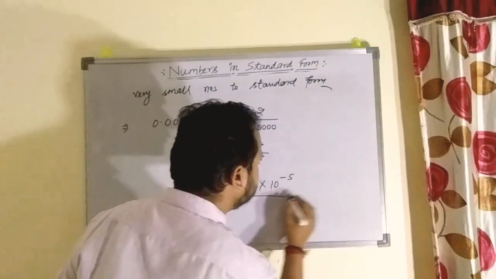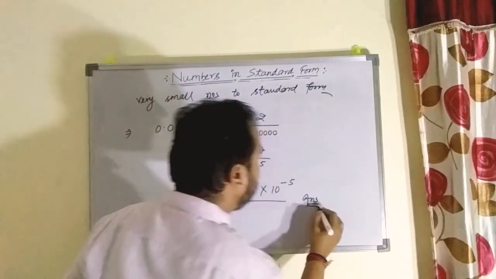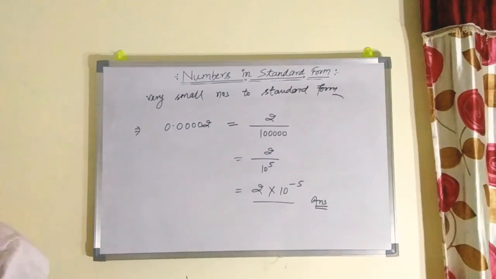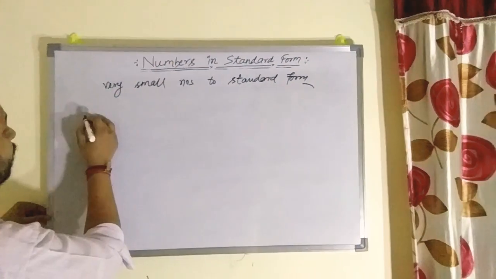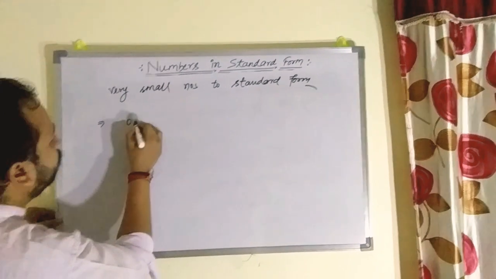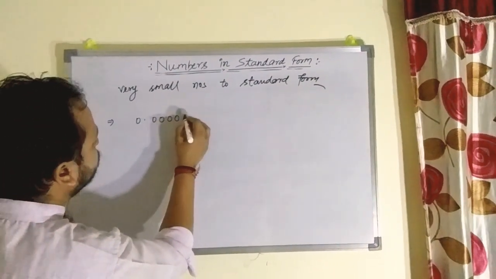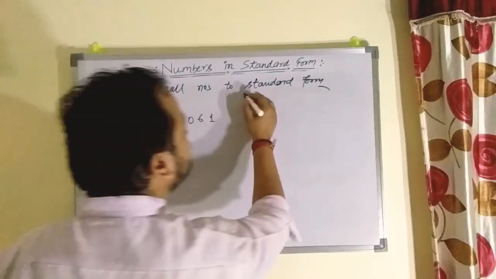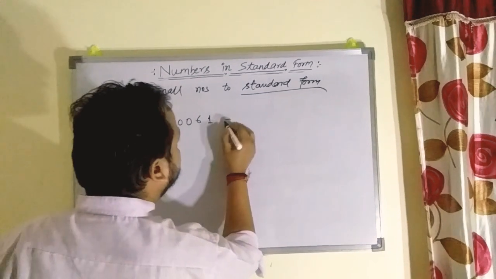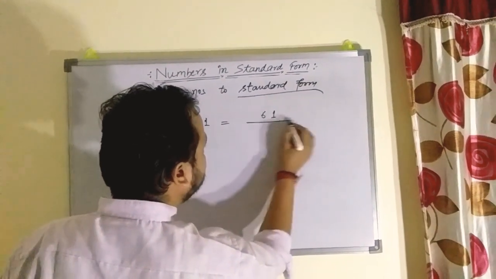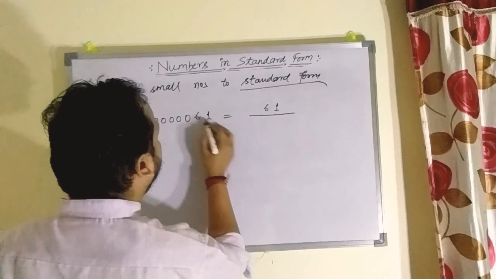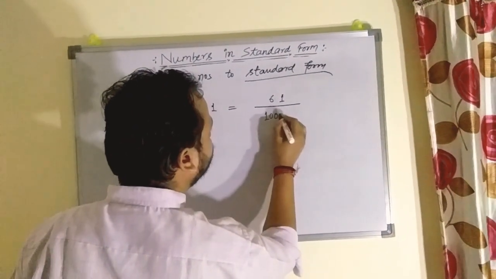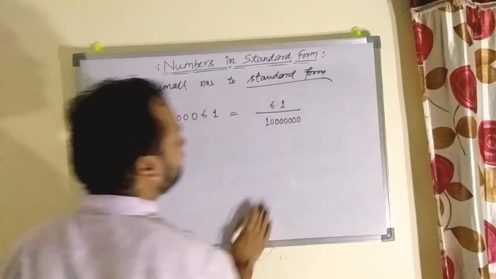So this is the standard form of a very small number. Take one more example. Suppose a number is given as 0.000061 and you have to convert it into standard form. Then write it as 61 divided by 1 followed by 7 zeros, that is 10 to power 7.